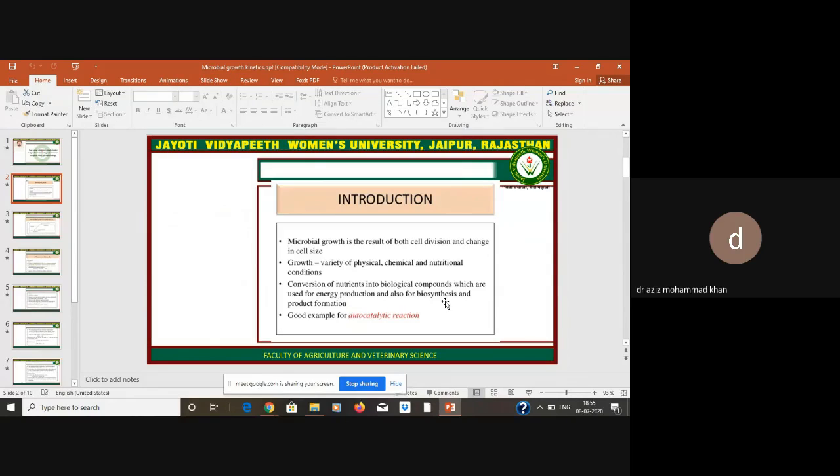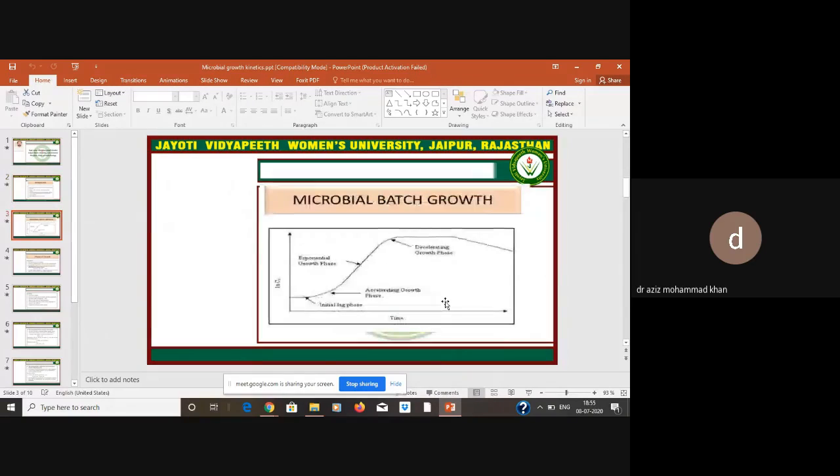In microbial growth kinetics we can understand the important phases such as the initial lag phase, then the accelerated growth phase, that is the exponential phase, then the decelerated phase, then the stationary phase and the death phase.